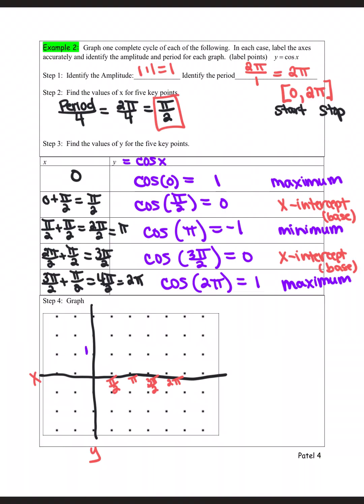My max is 1 and my min is -1. So we have my first point at 0, 1. Then pi over 2, 0. Then pi, -1. 3 pi over 2, 0. 2 pi, 1. And this is almost like a nice curve. It looks like the parabola, but makes it a nice curve. It's not like a V.